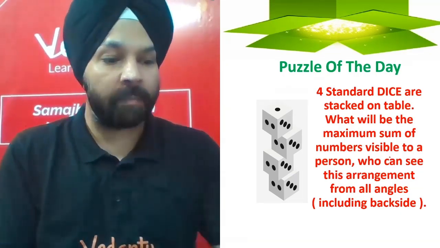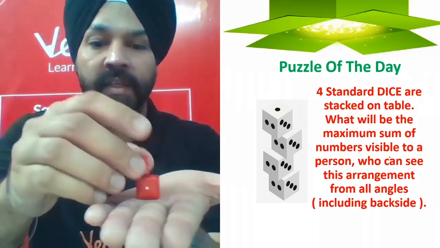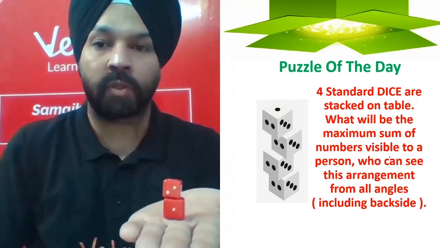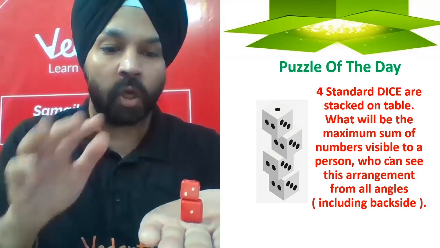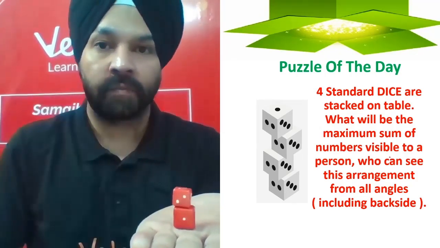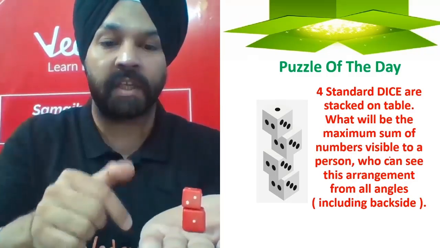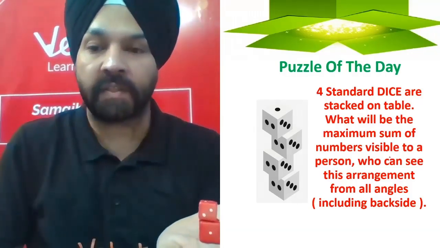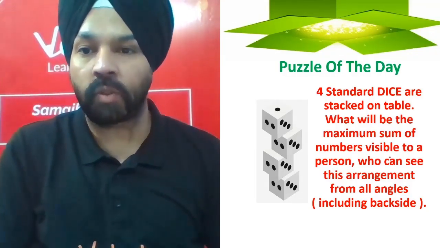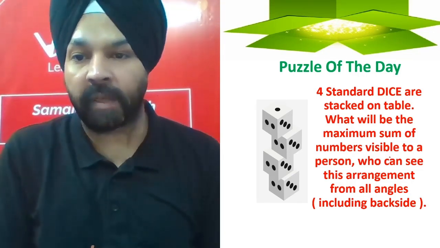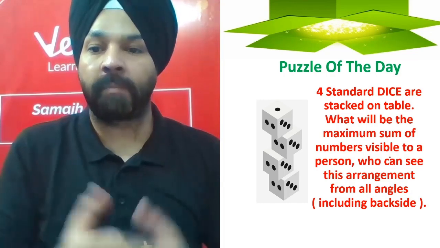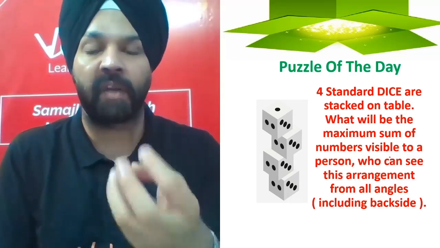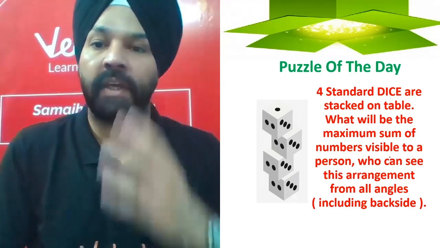It means let's suppose you picked up the dice and started placing them in some way, and I am allowed to see from this side, this side, this side, this side, but I cannot lift them. Now because of this arrangement certain faces are hidden which I cannot see, whether I go this way or that way. From wherever I see, I am unable to see a few hidden faces. So whatever I can see, I need to add. So the question says 4 standard dice are stacked on a table. Then what will be the maximum sum of the numbers visible to a person who can see this arrangement? How much will the maximum sum be? It means if all visible faces are seen and you add them, what will the answer be?